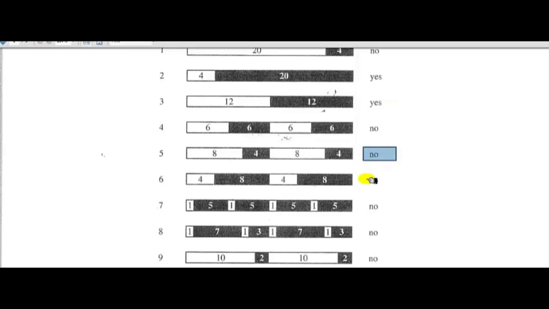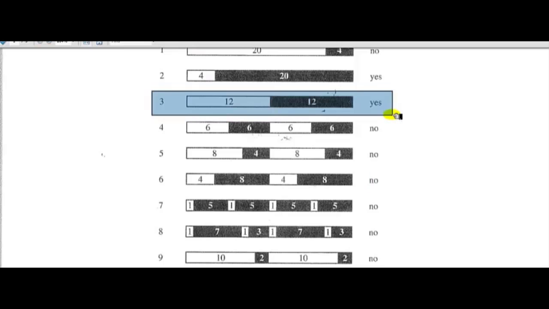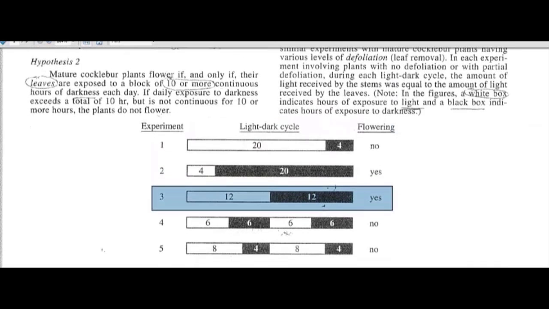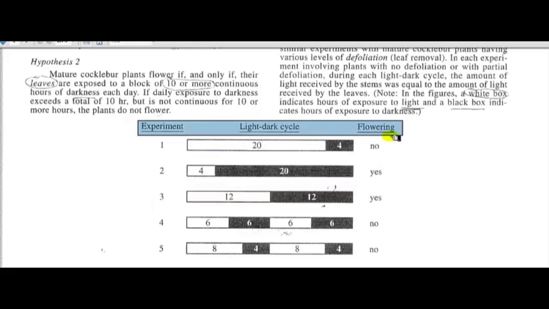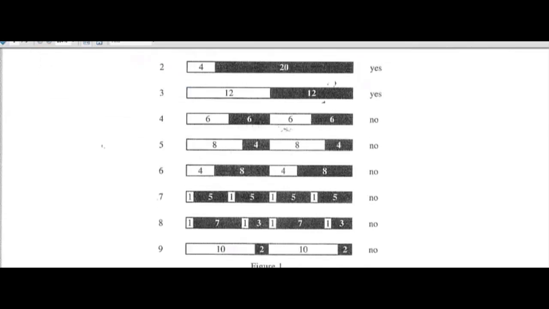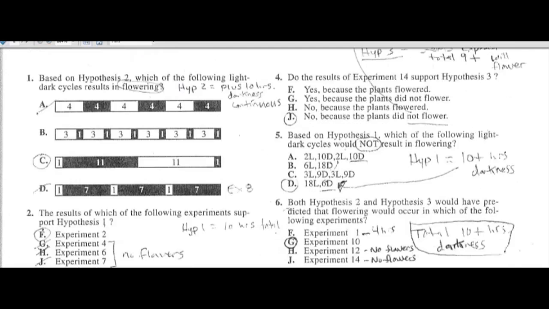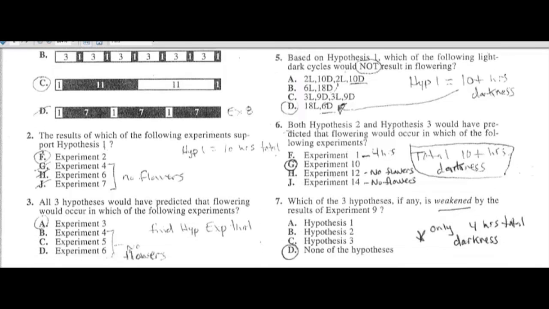And 6, no. So the only answer that's going to work here is experiment 3, because in experiment 3, all of the hypotheses predict this is going to produce a flower. How do you know that? Because here is the experiment, the light-dark cycle, and the flowering here in figure 1. The correct answer, therefore, is going to be answer choice A, experiment 3.